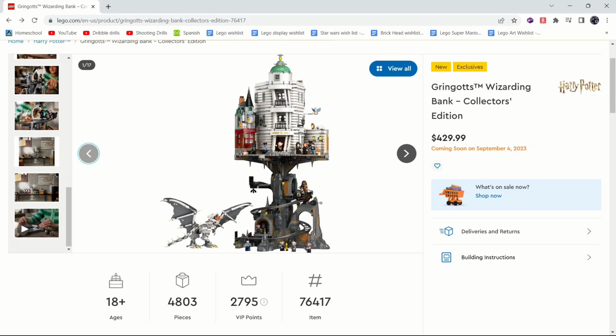Today, we're going to be reviewing and going over the Gringotts Wizarding Bank and stating our opinions on it. First impressions, people might think that it looks kind of trippy almost because of the bottom thing, but we're going to be going into why we think that's not much of an issue. So make sure to watch until the end to see our thoughts about it.